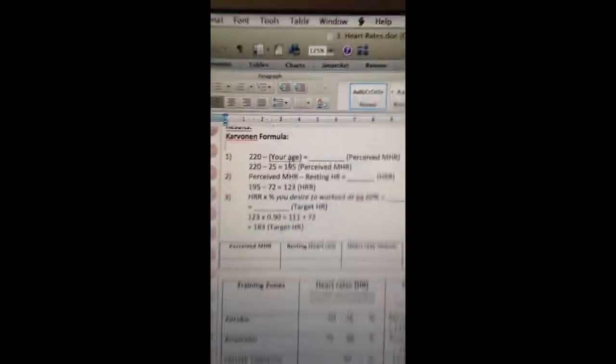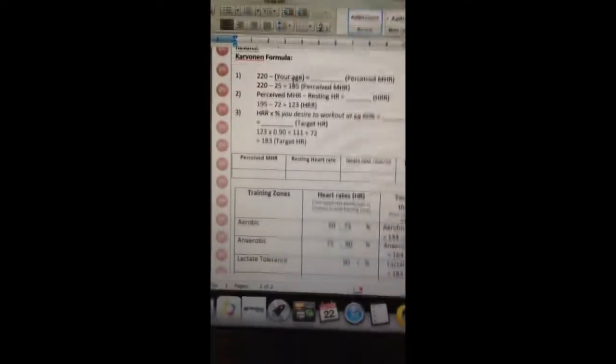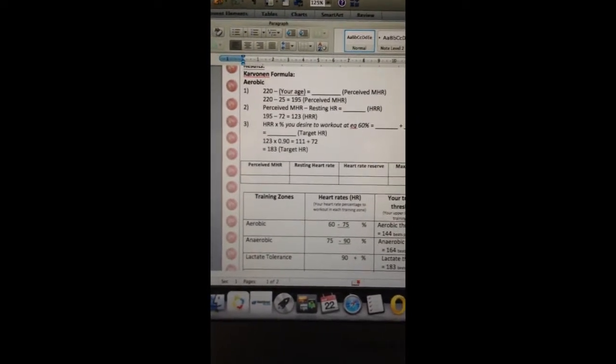Okay, so in terms of what do I leave up here, I'm happy for you to leave one: aerobic, anaerobic or lactate tolerance. It doesn't worry me which one you leave. You don't have to do all three because just doing one shows me that you know how to do it. But can you please just write up here under the Karvonen formula aerobic, or whatever you choose to do, okay? So for this one I would write lactate tolerance.